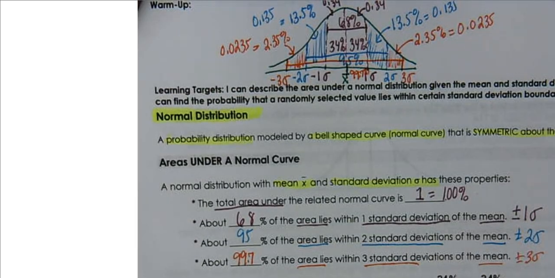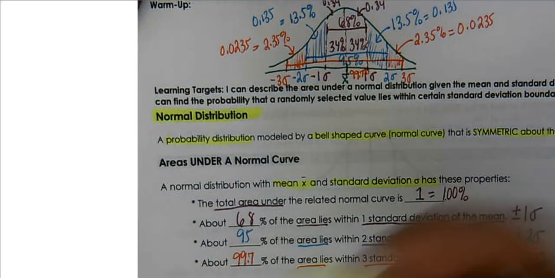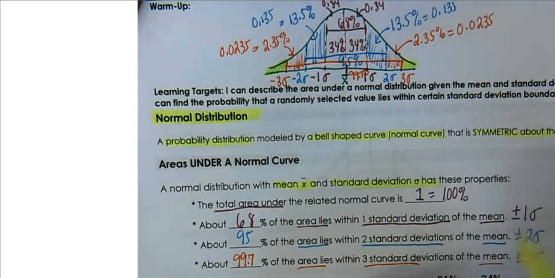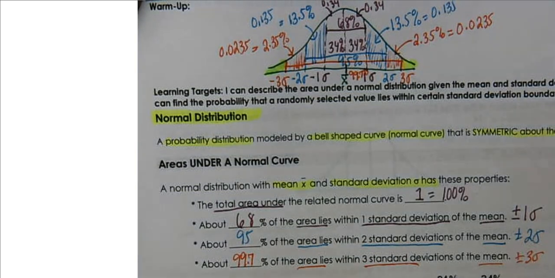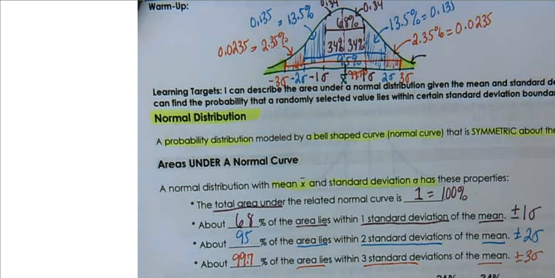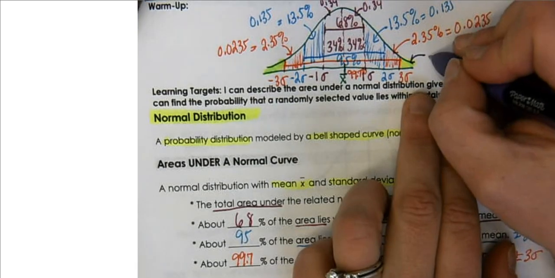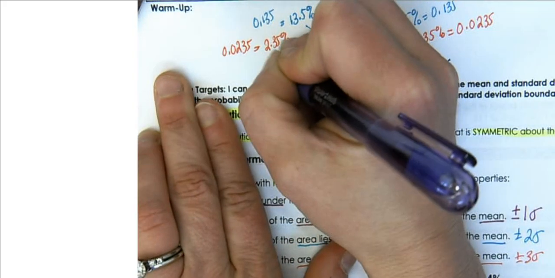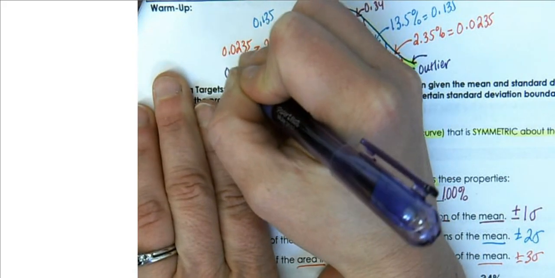The remaining sections, which are these sections right here, above or below 3 standard deviations, are considered outliers, statistically speaking. Because if anything is 3 standard deviations above or below, that is way outside of what we would expect. And so we would call those outliers. Outliers above or outliers below.